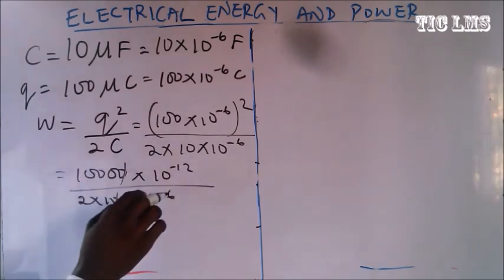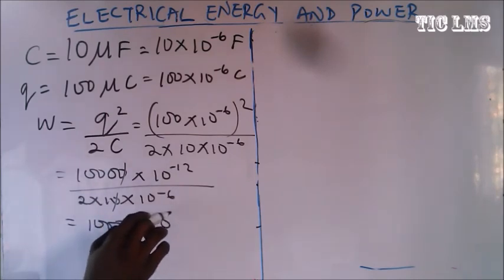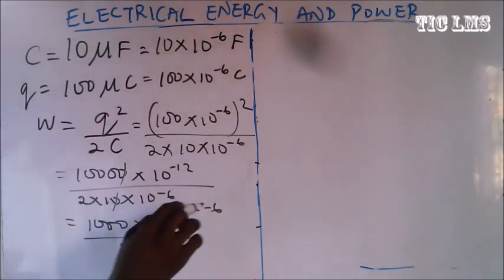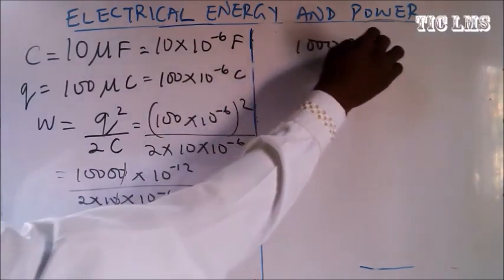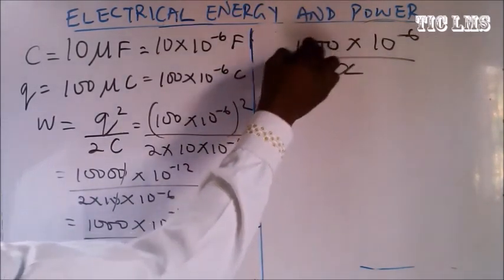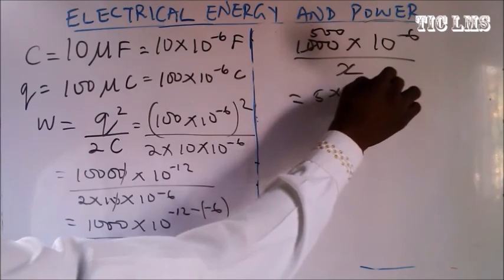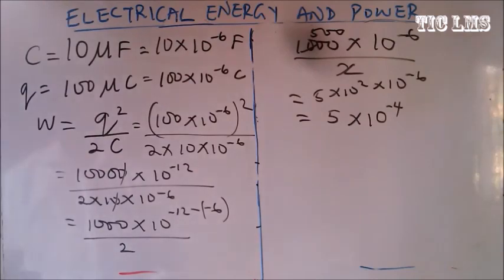This cancels this. Now this minus 6 comes up here and it becomes 1000 times 10 raised to minus 12 minus minus 6, and we have 2 left down here. Now minus times minus gives us plus, so we have minus 12 plus 6. So we have 1000 times 10 raised to minus 12 plus 6, that is minus 6, over 2. So 1000 over 2 is 500. So we'll have 5 times 10 raised to 2 times 10 raised to minus 6. So our answer is 5 times 10 raised to minus 4. And the unit of the energy here is joules. So here is the answer to the question.